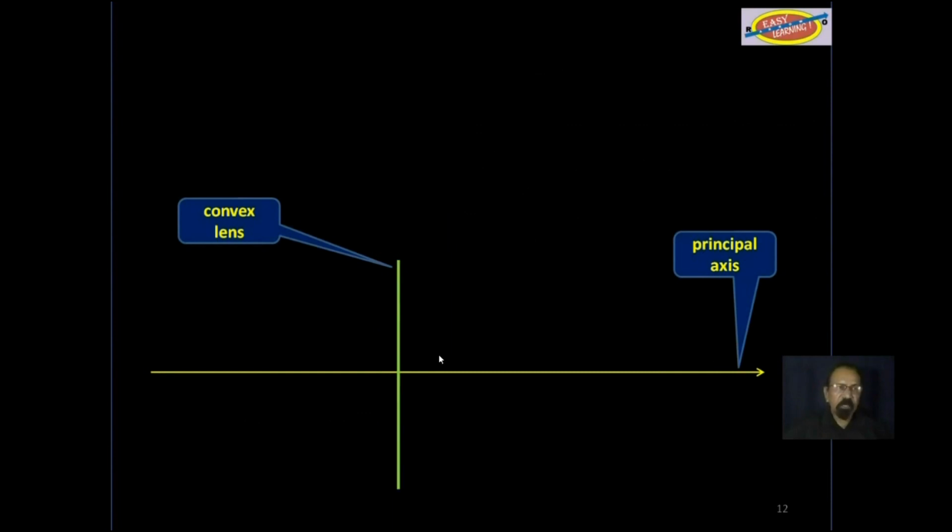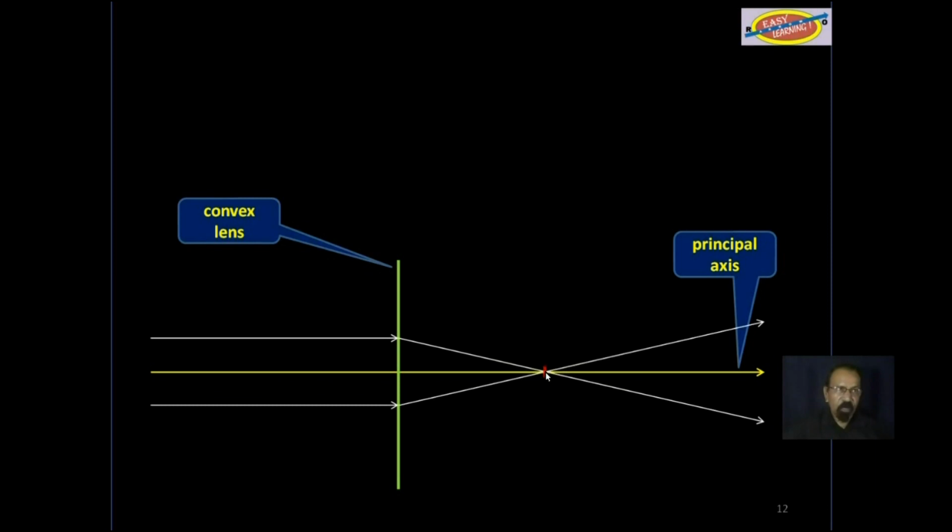Let's remove that lens so we can more clearly see what is happening. If we draw a ray parallel to the principal axis over on this side, that ray must pass through the principal focus on the other side. Here, if you draw another ray, it will also pass through that point. And any other ray on the left-hand side that is parallel to this principal axis will pass through that same point.